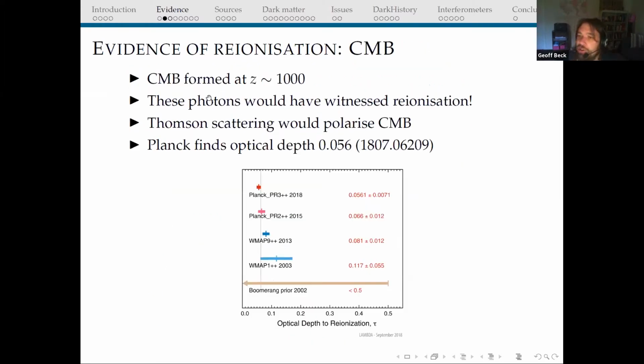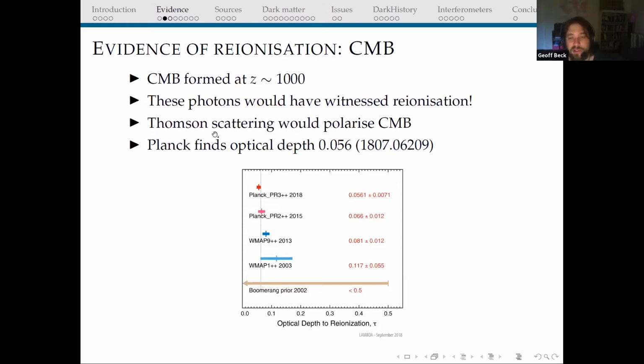We can also look to the CMB for evidence of reionization. The CMB formed at redshift 1000, and so the photons coming to us from that event will have passed through the epoch of reionization themselves. And of course, if you pass through a large number of free electrons, as you would in an ionized universe, those electrons will scatter the photons. That Thomson scattering will imprint itself as a polarization pattern on the CMB.